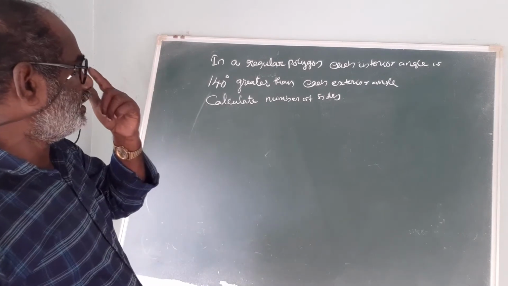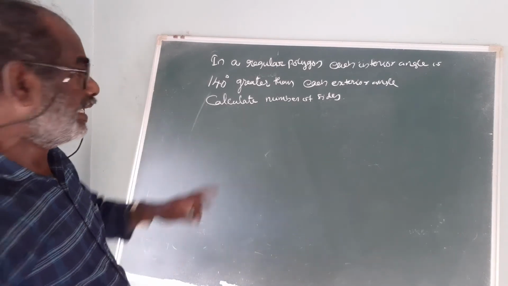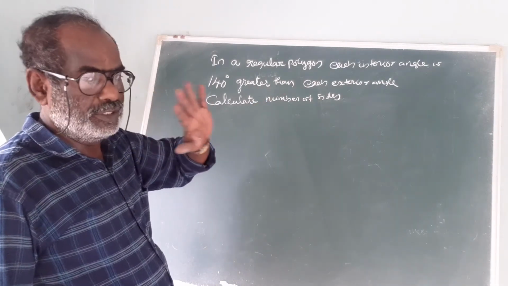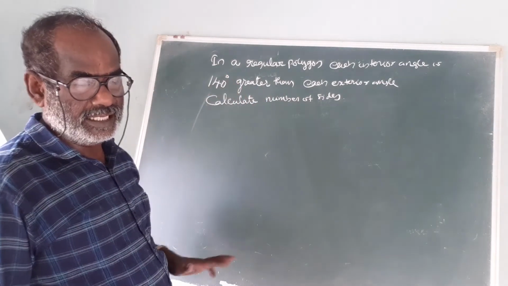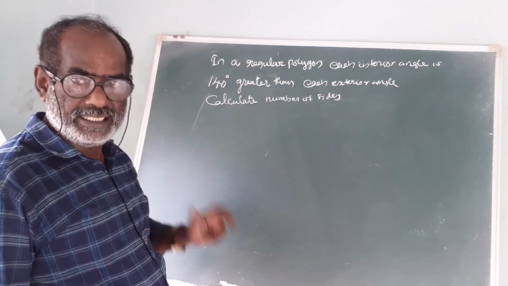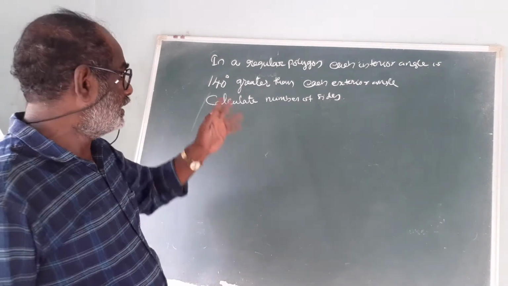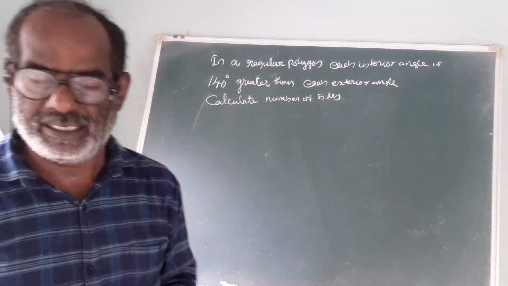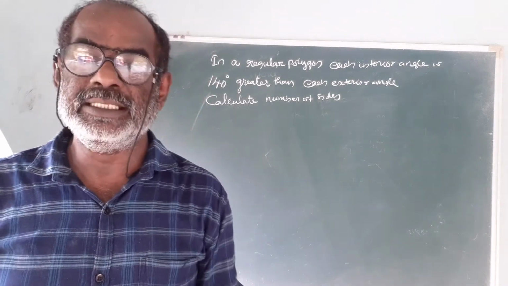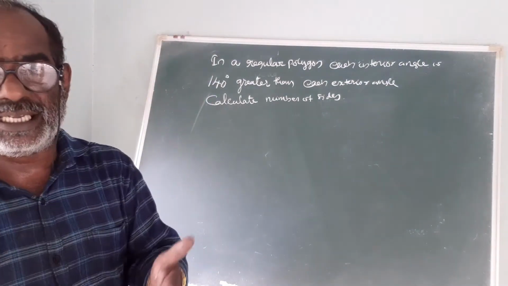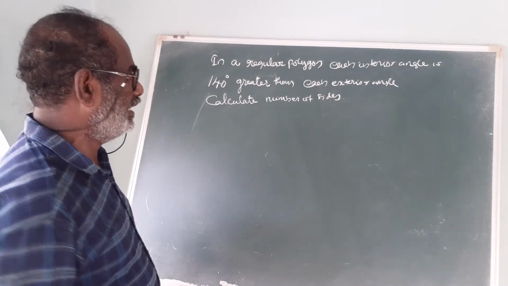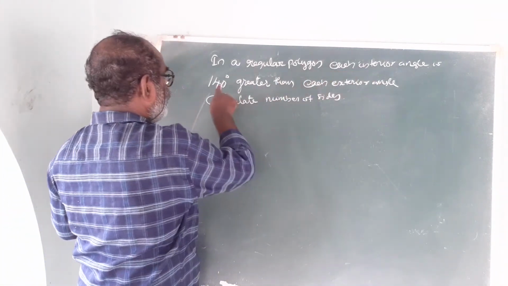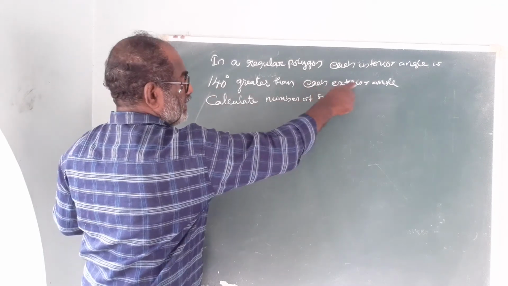In a regular polygon, each interior angle is 140 degrees greater than each exterior angle. Calculate the number of sides. In the first question we used the exterior angle. In the second question the interior angle was given, and we found the exterior angle. In this question, neither the interior angle nor the exterior angle is given. They give the relation between the exterior and interior angle: each interior angle is 140 greater than each exterior angle.